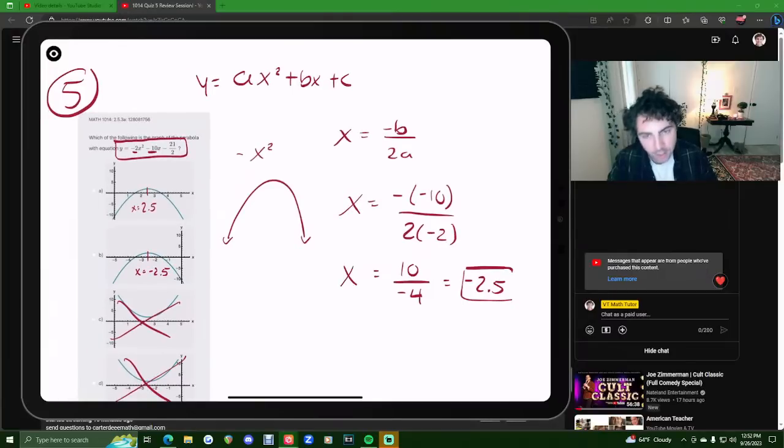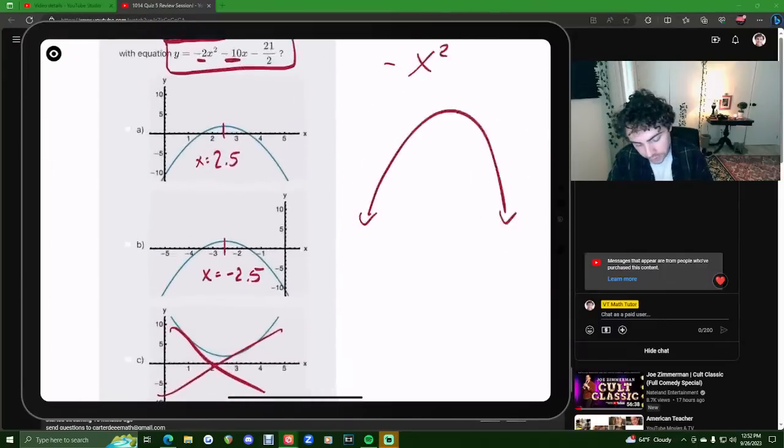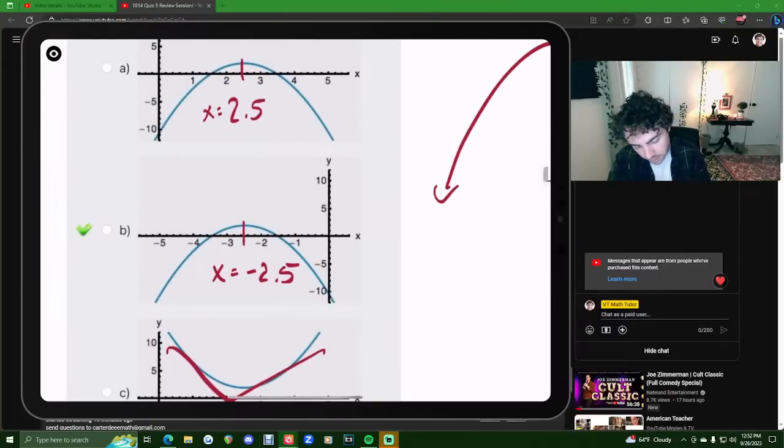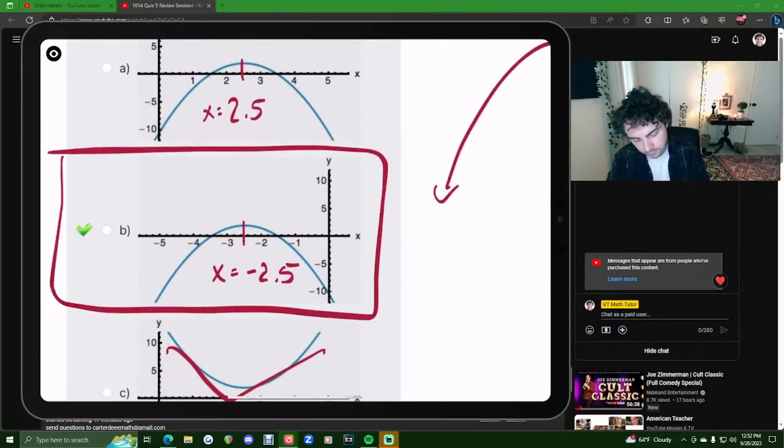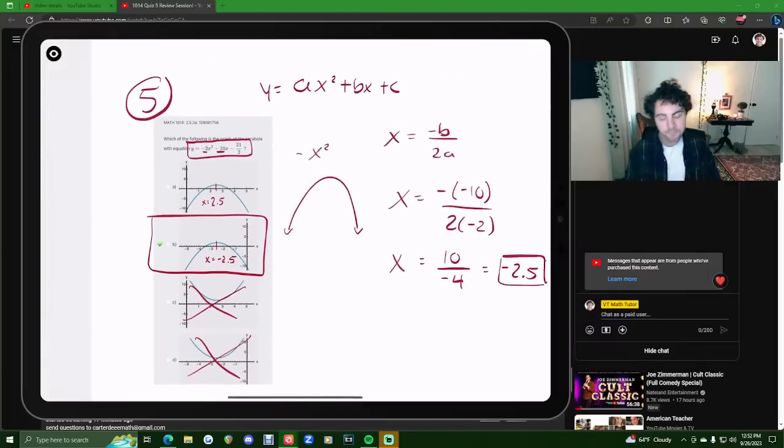And that tells us our vertex of this parabola should be at x equals negative 2.5, which leads us to option B. And that's all there is to it.